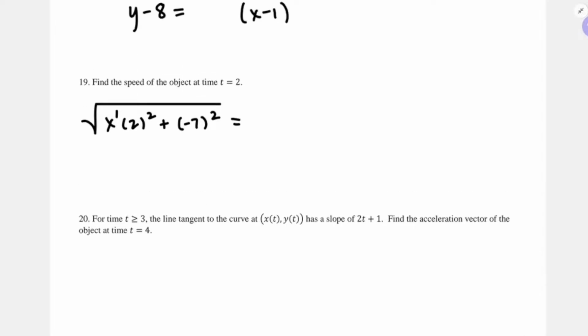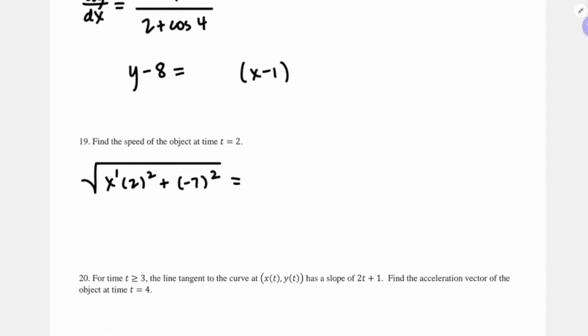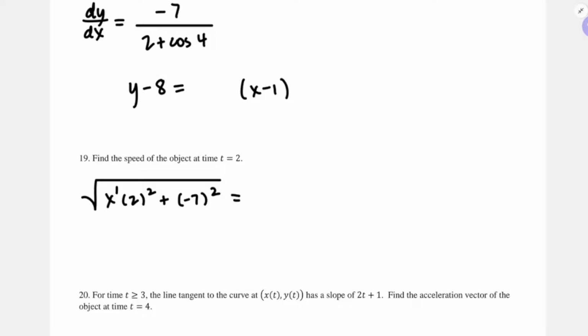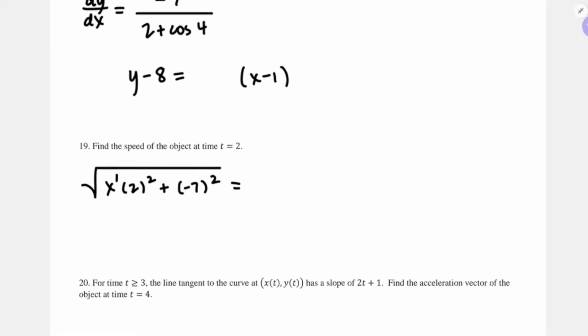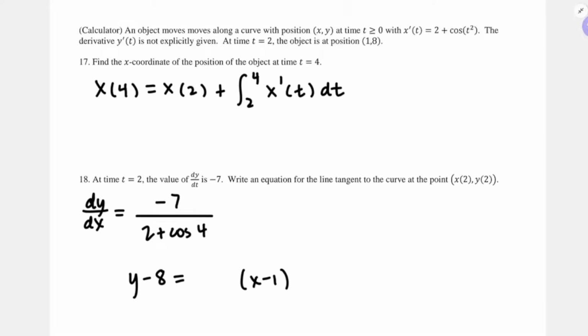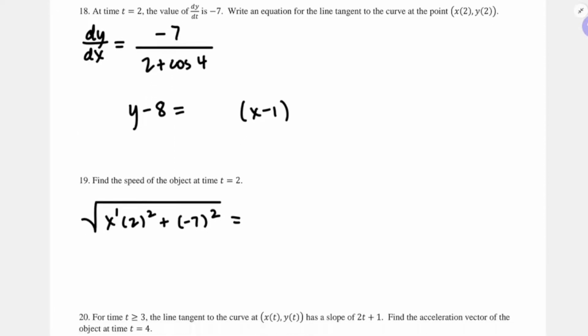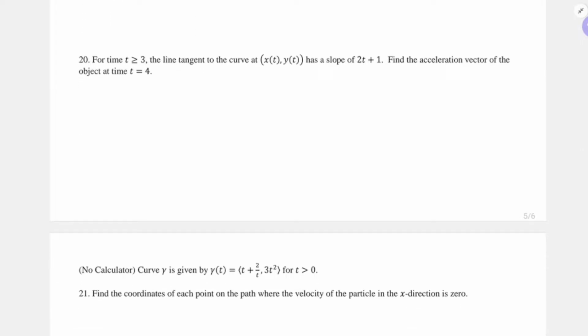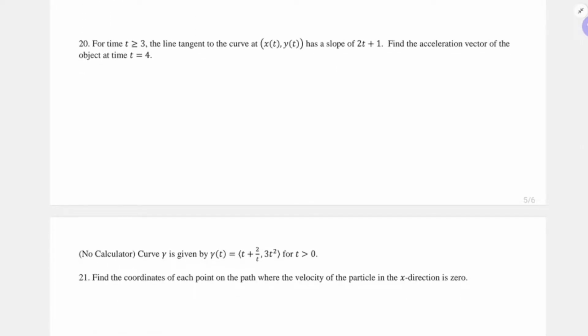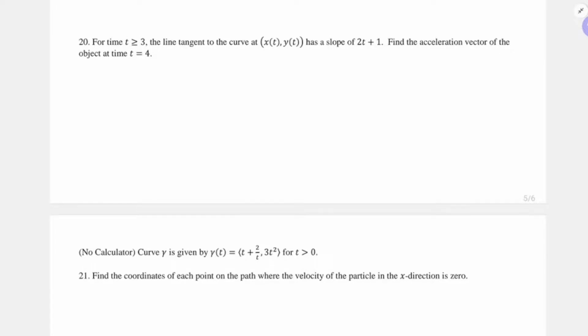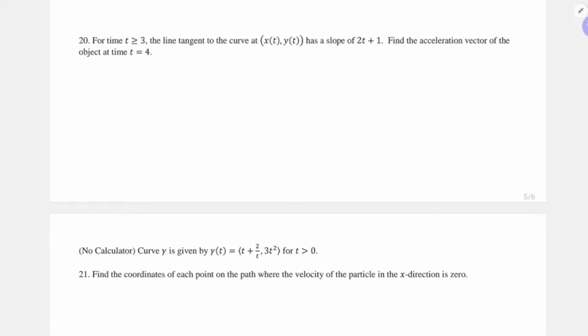Now, again, if we had no calculator, we would be all right to write that as 2 plus cosine 4 and not use the calculator. So really the only thing so far I've needed it for is the integral, but you do need it for the integral because 2 plus cosine of t squared is not something you can take the antiderivative of. And then the line tangent to the curve has a slope of 2t plus 1. Find the acceleration vector of the object at time t equals 4.